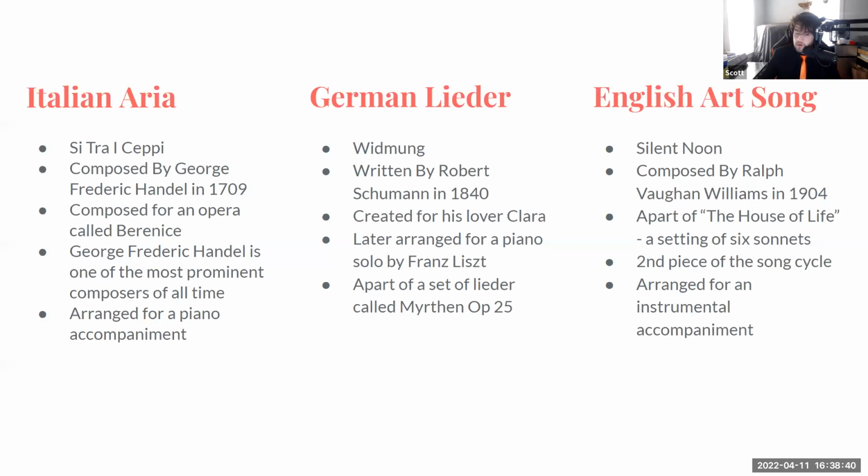It was originally composed for an opera called Bernice, and George Frederick Handel is one of the most prominent composers of all time. He's created many symphonies and orchestras that have spanned the test of time for about like 200 to 300 years. And this song was originally arranged for piano accompaniment. And the next one is called Vigmund, which was written by Robert Schumann in 1840.